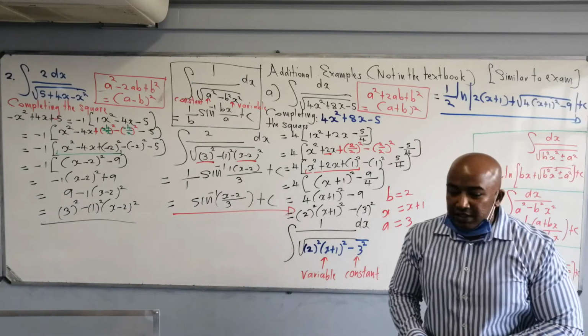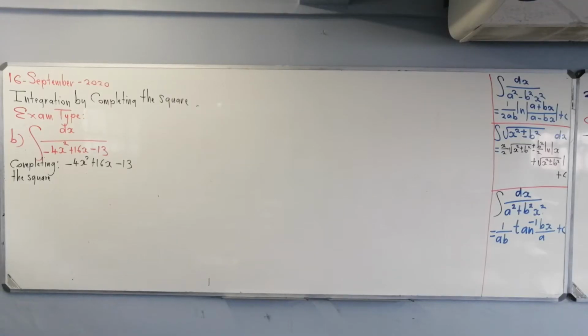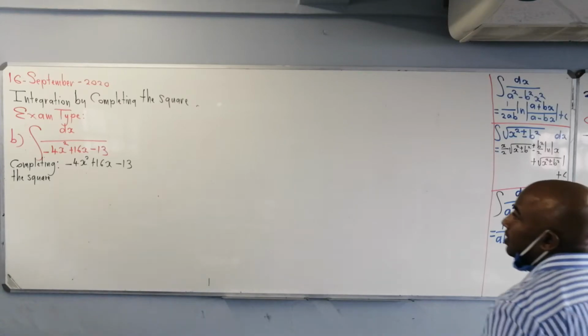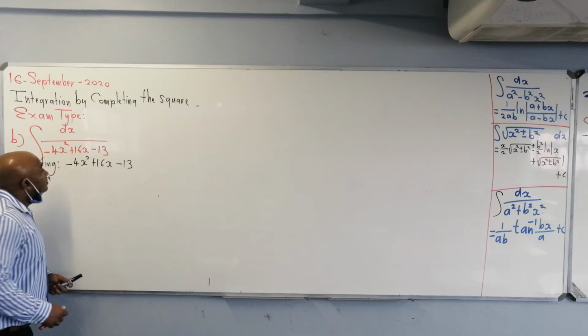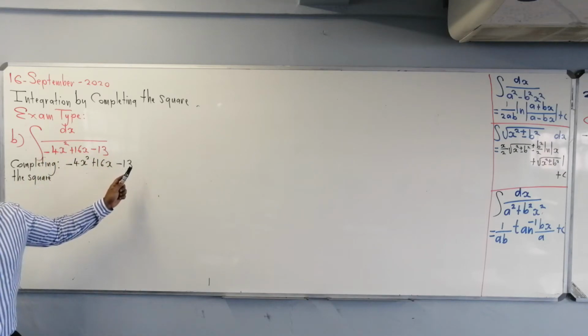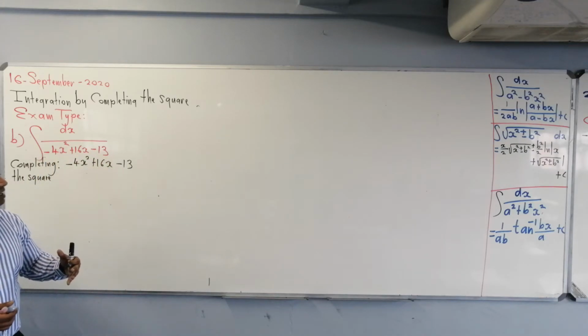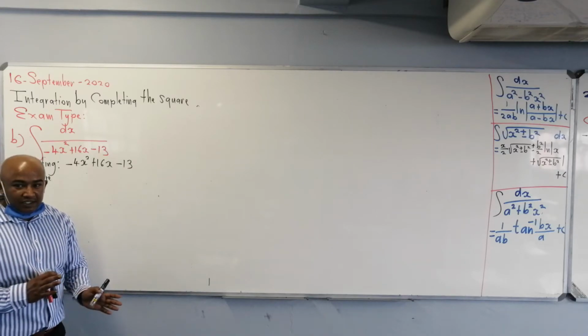Alright, so have a look at this. We're dealing with the next one with 2 minutes. Our next exam type question. Here you have a fraction. Now there's no square root in the denominator. And we will see after we complete the square which formula are we going to be using.